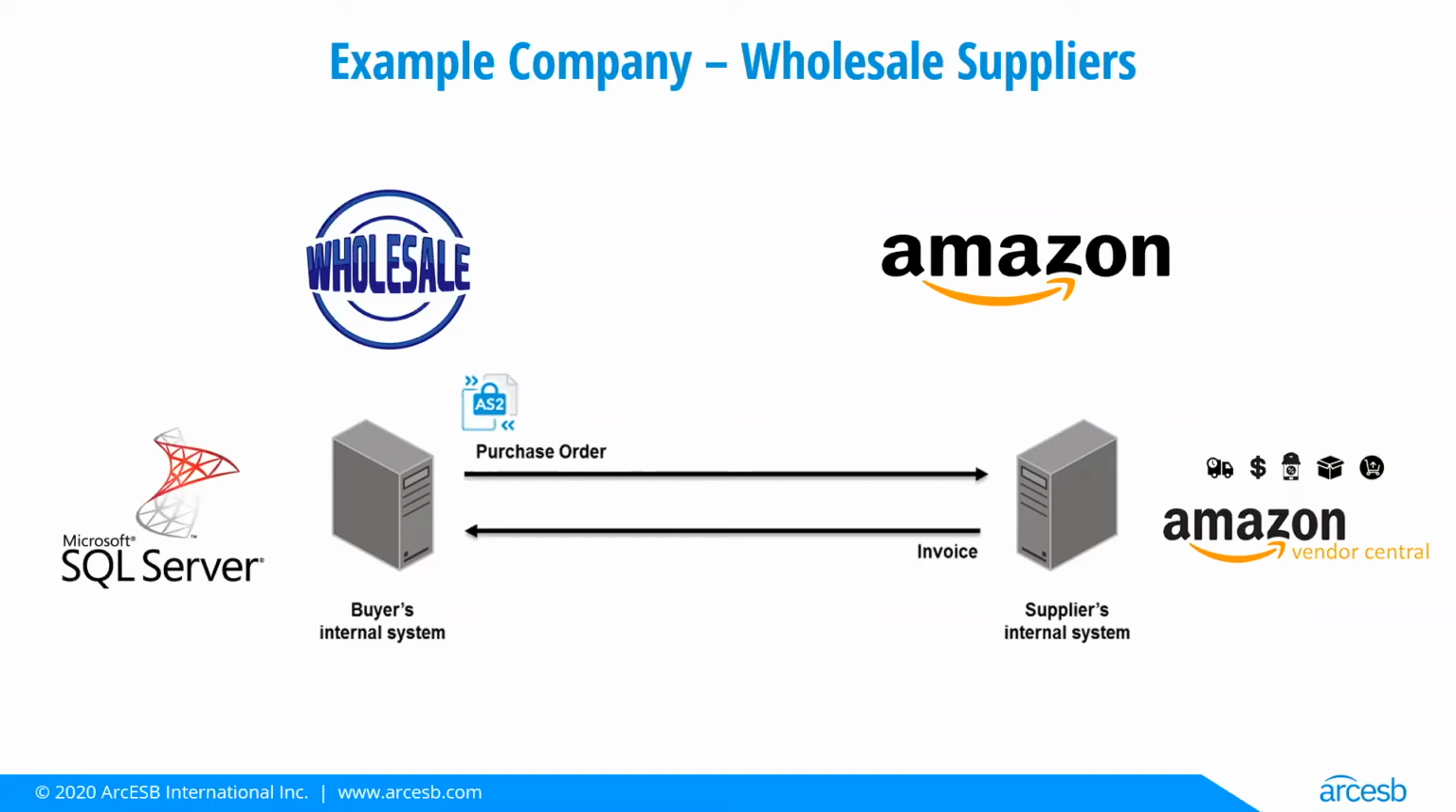So in a sentence, I can sum all of that up as Wholesale Suppliers needs to receive 850 purchase orders from Amazon, insert them into a SQL Server database, and then extract data from the same database to then send back to Amazon as 810 invoices.